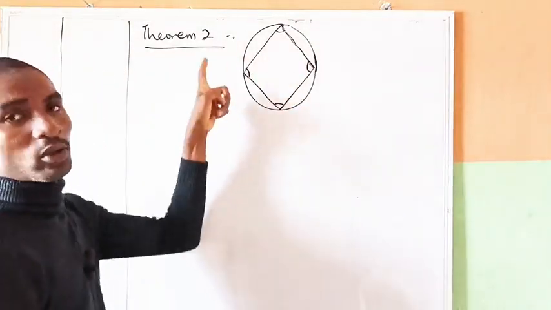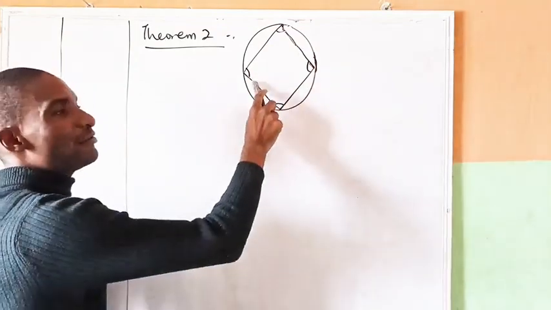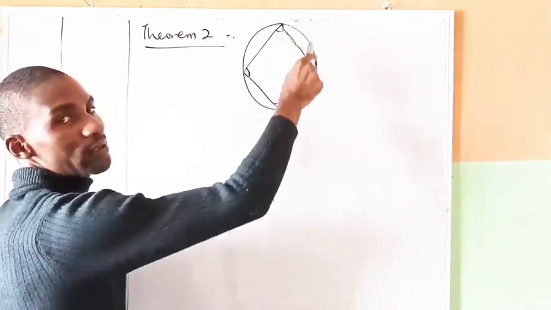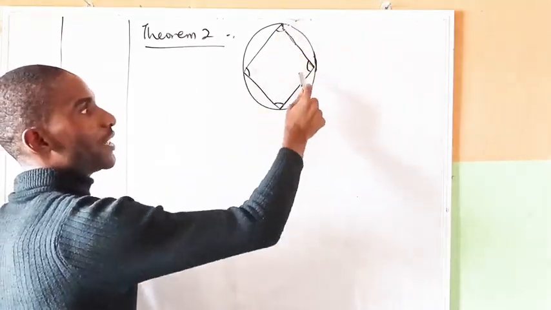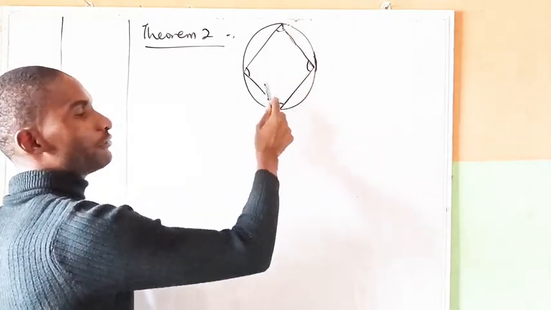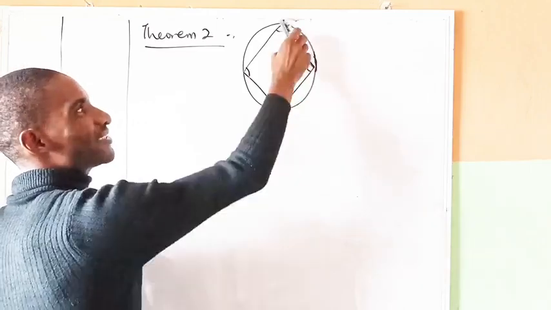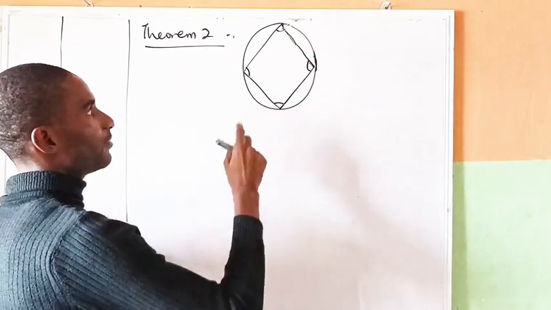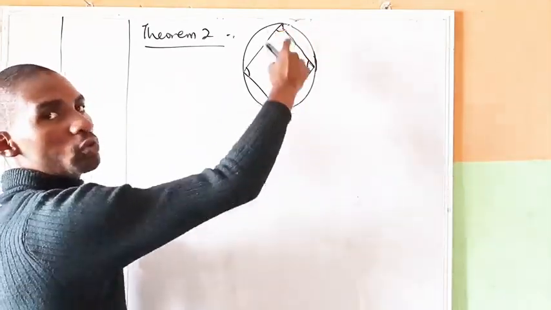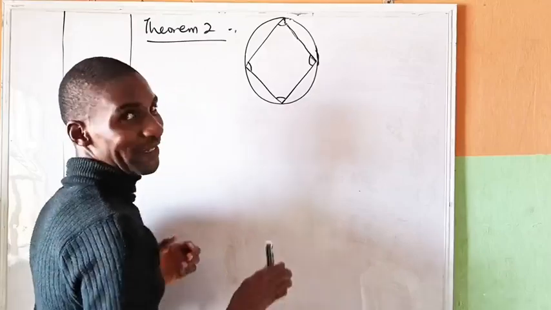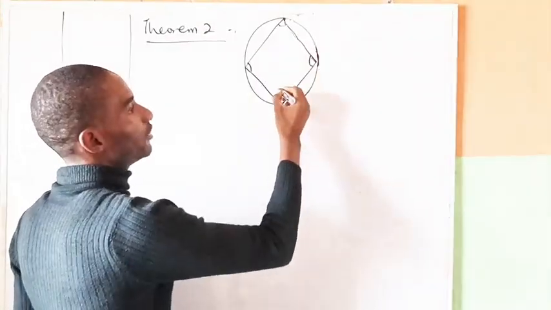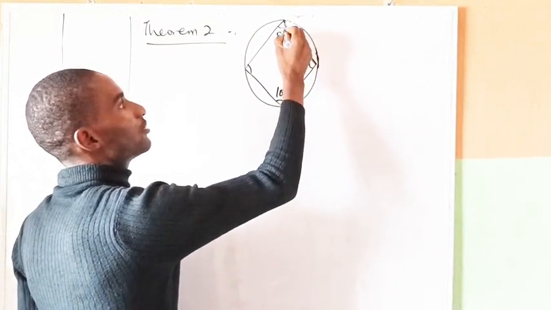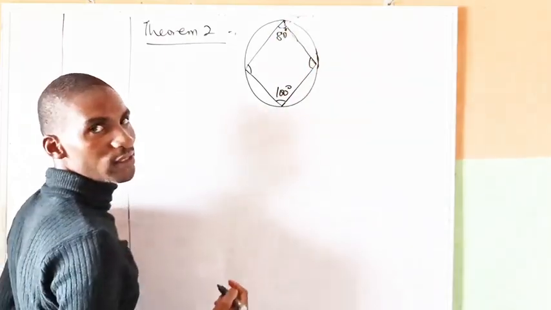When you have a circle, and then you have a quadrilateral inside the circle, that means you have a shape that has 4 angles, 1, 2, 3, 4. Now, the two opposite angles are complementary. What's the meaning of that complementary? They sum up to 180 degrees. So if this part is 100 degrees, here will be 80 degrees, because 100 plus 80 is 180 degrees.